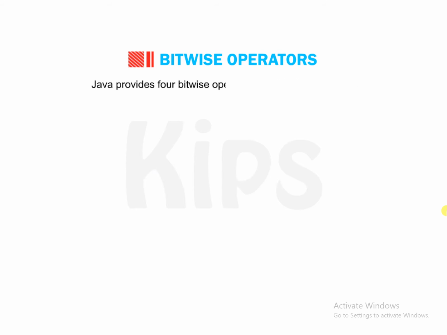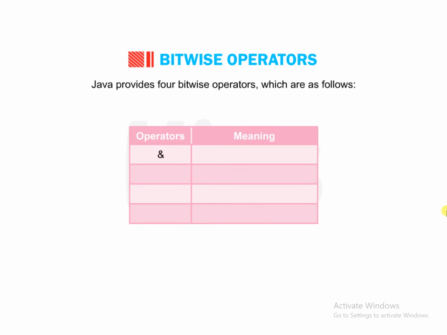Java provides 4 bitwise operators which are as follows. Operators and meaning: bitwise AND, bitwise OR, bitwise XOR, bitwise complement.